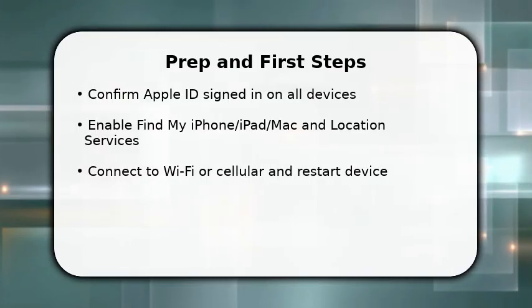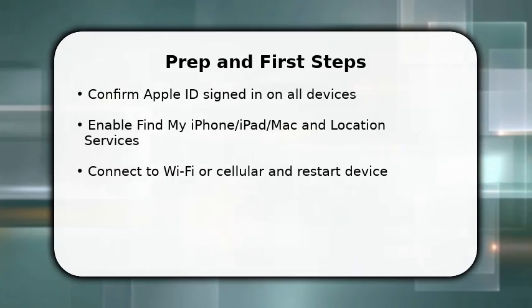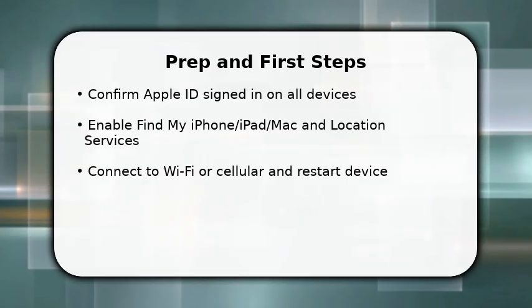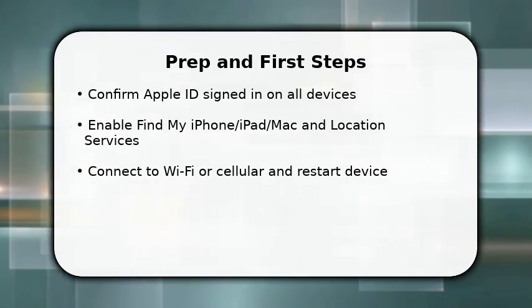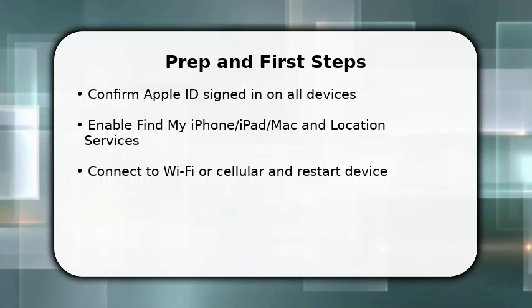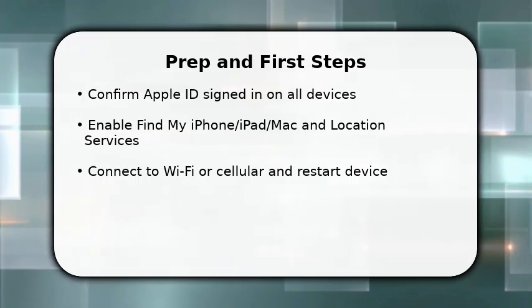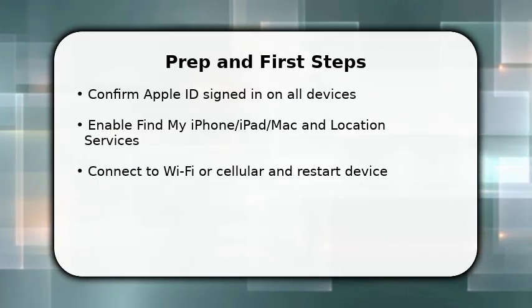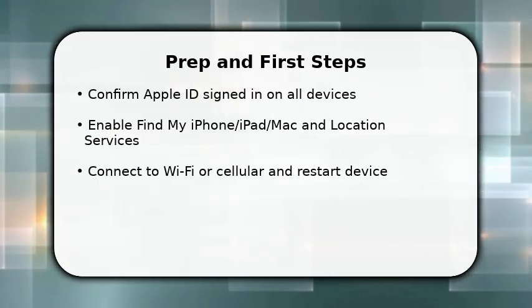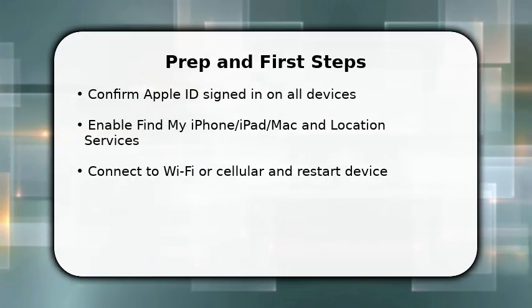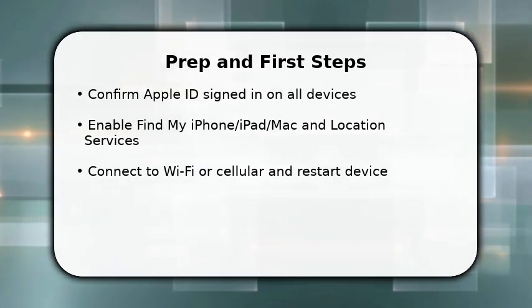You start by verifying your Apple ID across your devices and enabling Find My Plus location services. This is essential because the service links to your account. Once done, connect to a stable Wi-Fi or cellular network and perform a quick restart to refresh network and location caches. Make sure background app refresh is allowed for the Find My app so it can update locations. These first steps clear common session errors and prepare the device for deeper troubleshooting.